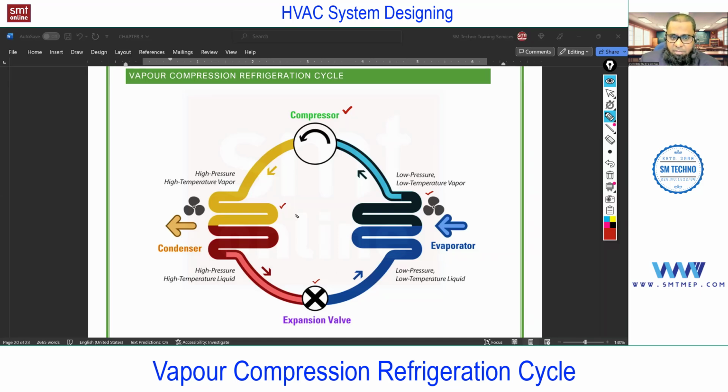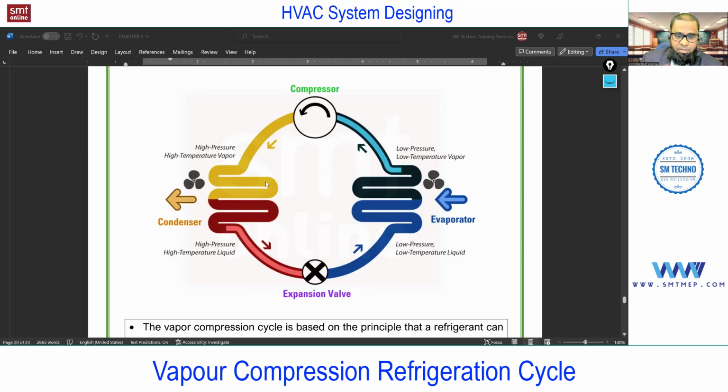So the cycle starts from the compressor, right? And if you consider the high and low side, the compressor and condenser come under the high side, and the expansion and evaporator come under the low side. High side and low side mean I'm talking about the pressure and temperature. Suppose you draw a line: the left side is the high side and the right side is the low side.